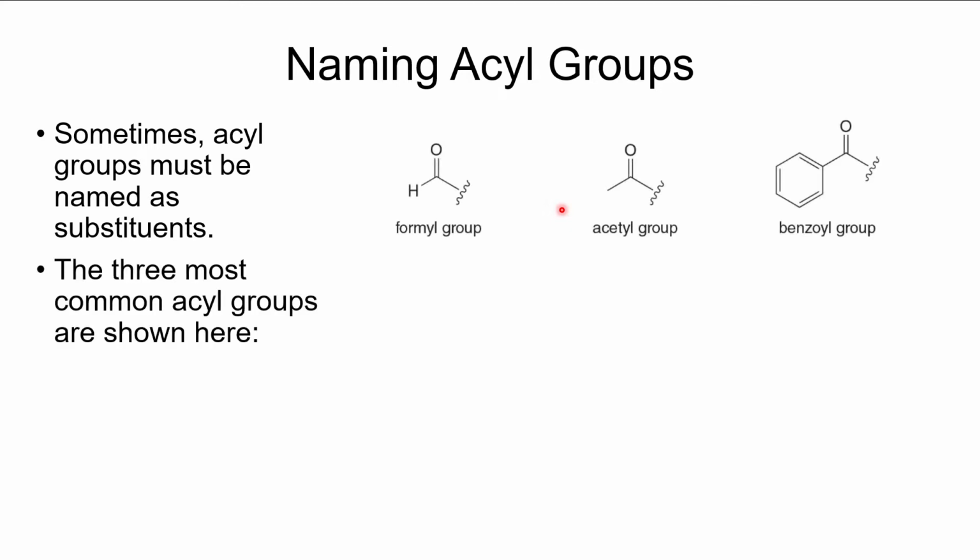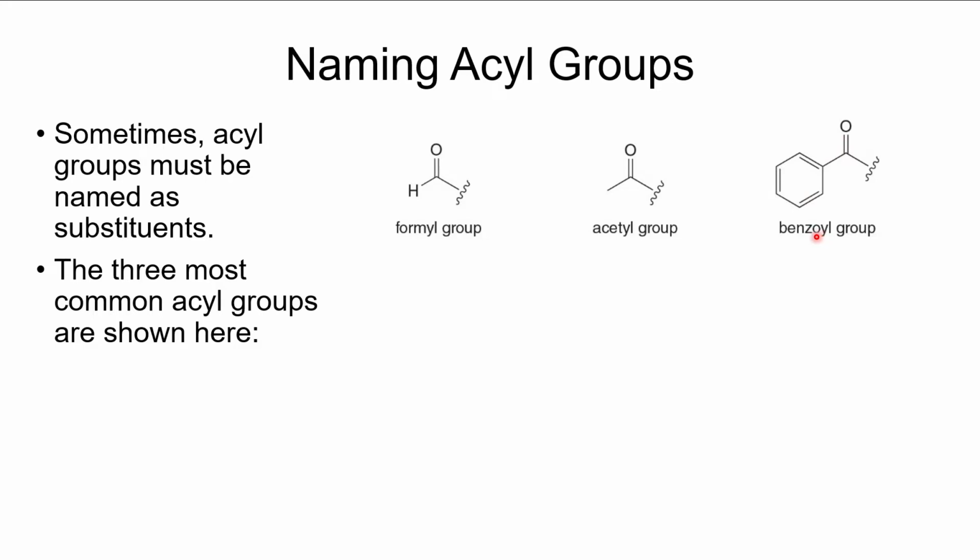Here we've got formyl groups. A formyl group is where we have a CHO group that's attached to something. It's not part of the main chain. So that's for aldehydes. If you've got a CH3CO that's attached, that's an acetyl group. And then if you have a phenyl with a carbonyl attached to it, that is the benzoyl group, benzoyl.